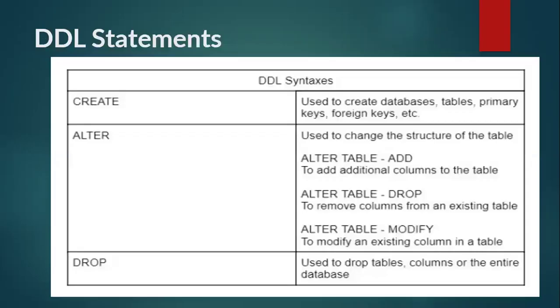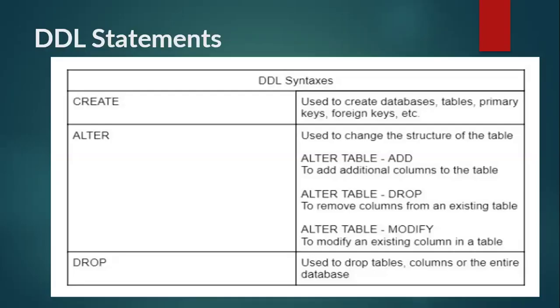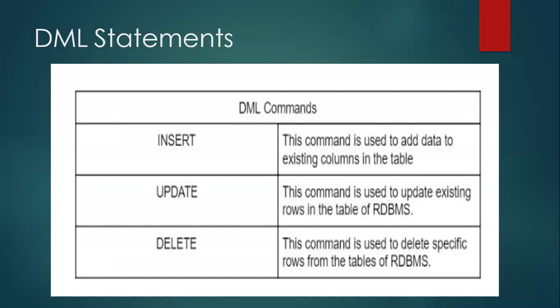Then we discussed the two subcategories of SQL commands, that is DDL and DML. DDL stands for data definition language. DML stands for data manipulation language. In DDL, there are majorly three syntaxes: create, which is used to create database, table, primary key, foreign key, etc. Alter is used to change the structure of the table. We can add a column, drop a column, or modify a column using the alter command. Drop is used to drop the table, the column, or the entire database.